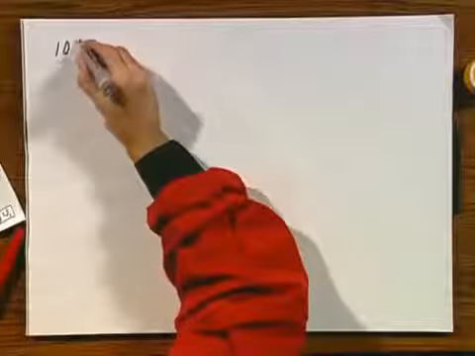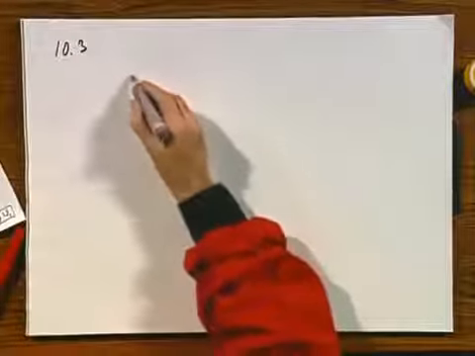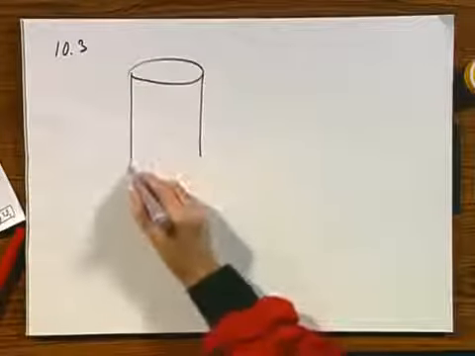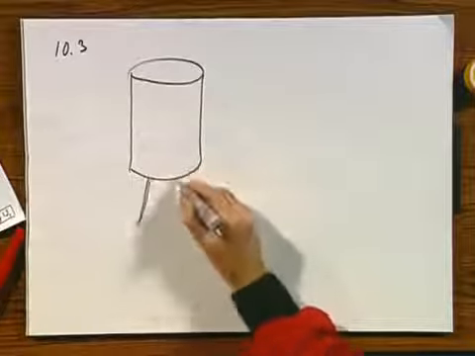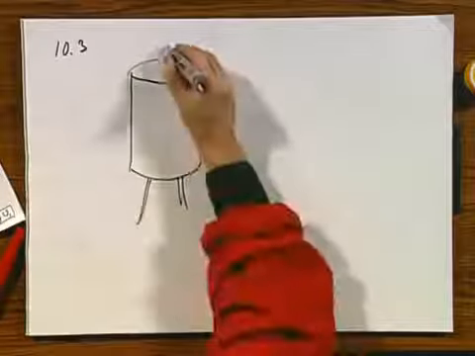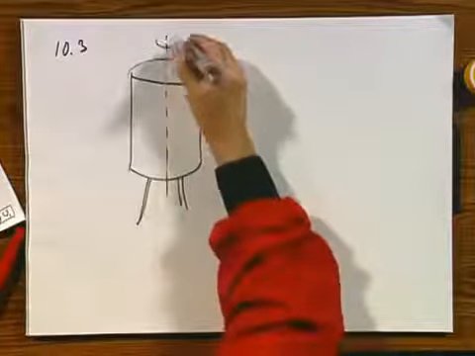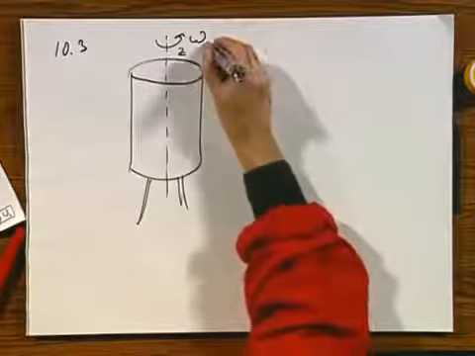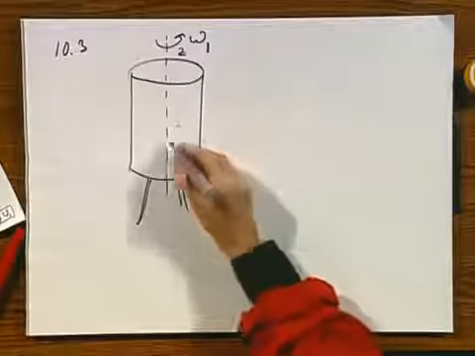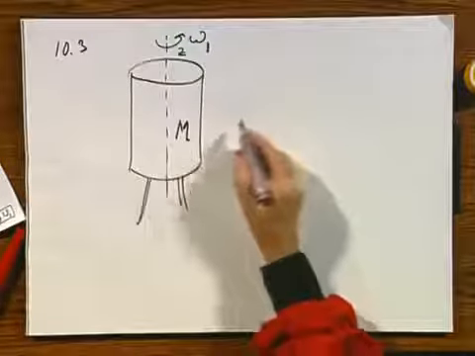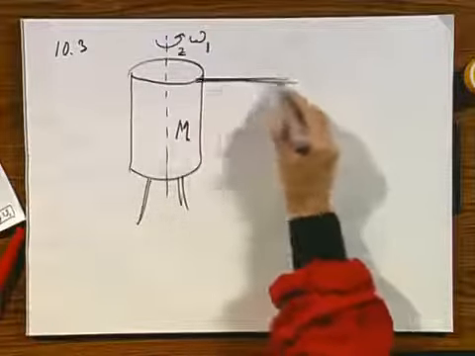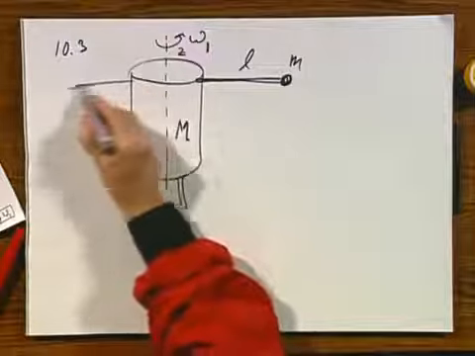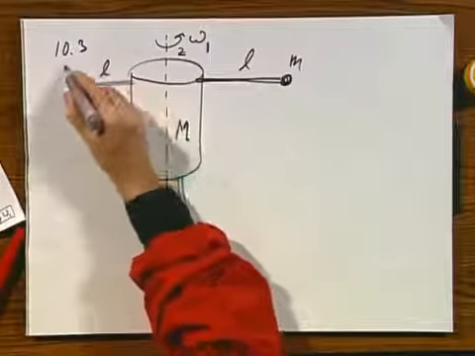Now we come to problem 10.3. We have a human skater, and we assume that the human person is a cylinder, which is perhaps not very friendly. Here are her legs. And it rotates about the center, which I call the center z, with angular velocity omega 1 in the beginning situation. The mass of the person is m. And the person has arms, length L, and there is at each end a mass m. L, and here is a mass m.